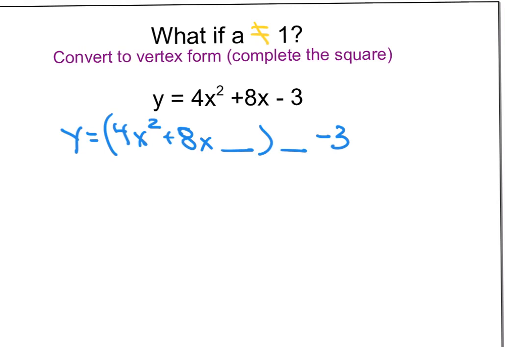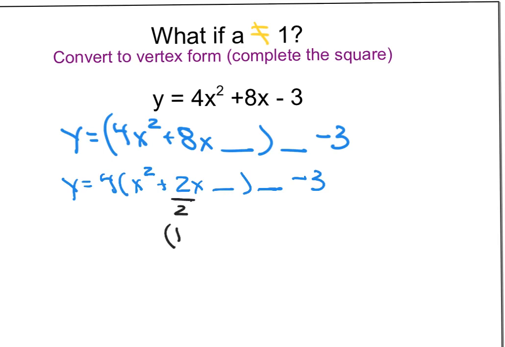Then I look at what I have for my a and my b values, and I really think I want to take some time to take out a GCF. I can notice I have a GCF of 4 from the a and the b value, so I'm going to pull that out. Blank, parenthesis, blank. I didn't do anything to my c value of minus 3. Now I'm ready to take that b value and divide by 2. I get 1. 1 squared is a plus 1.